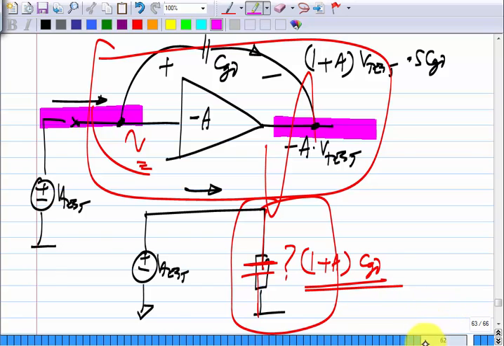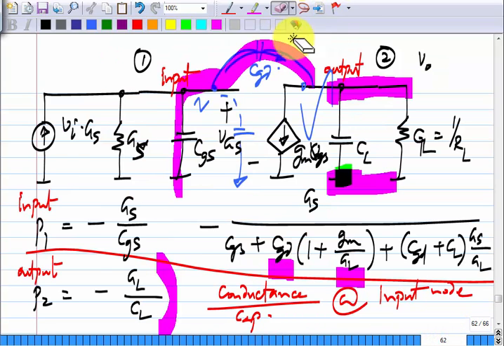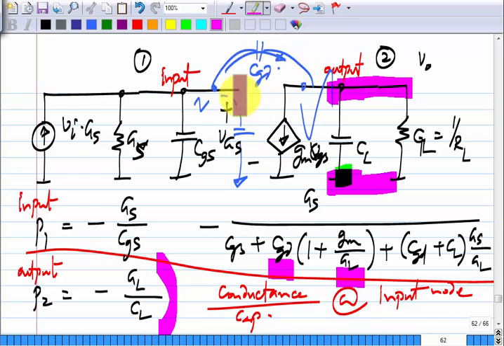So I'll continue from here, but you can see that when CGD was not there, the controlling side of this GM and the control side are completely separate. Certainly the output is not connected to the input. Now what happens is there is feedback. The CGD is not merely some extra capacitance that's added. It's connecting the output to the input, and the attenuation from here to there is CGD by CGS plus CGD. Okay, so please think about all these things. We will continue this tomorrow.